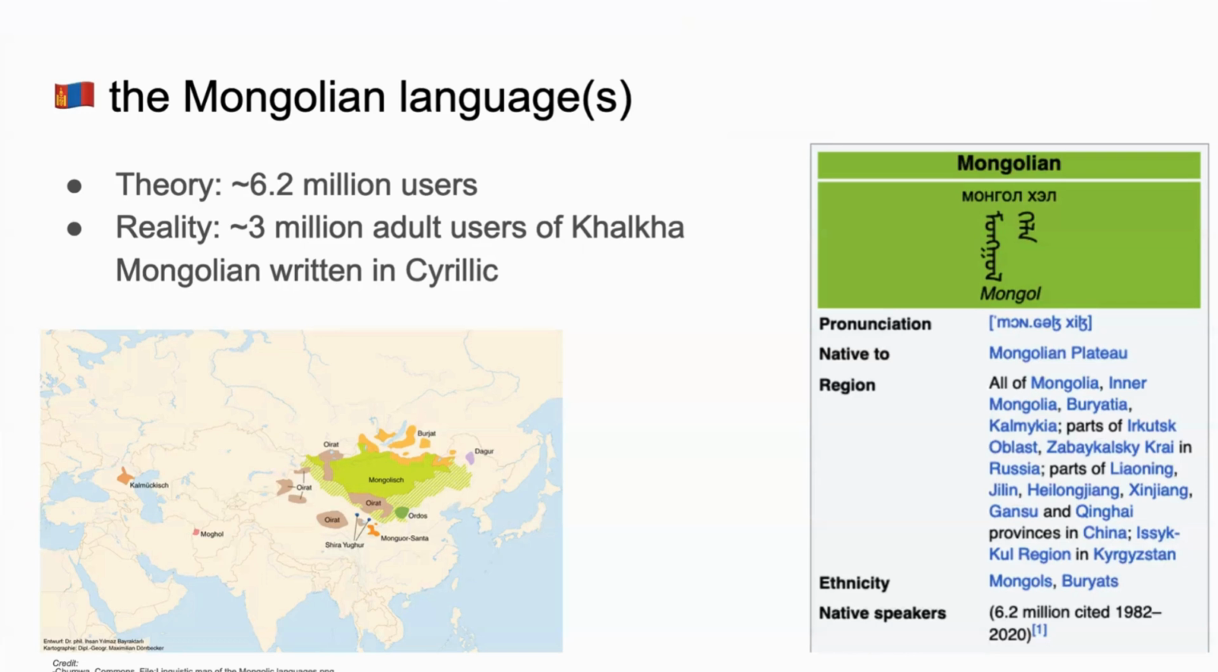You also have other Mongolic languages, so Buryat and Kalmyk, which are both in Russia, and you also have other dialects such as Oirat, but only Buryat and Kalmyk have their own editions of Wikipedia. I'll go through them very briefly during this presentation. But yeah, so this is basically Mongolian.